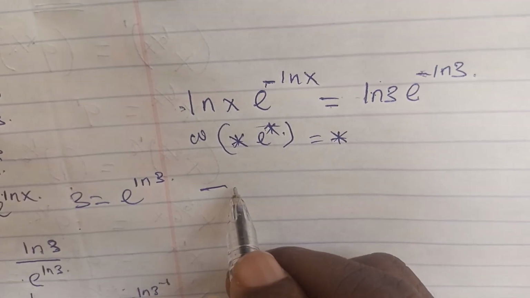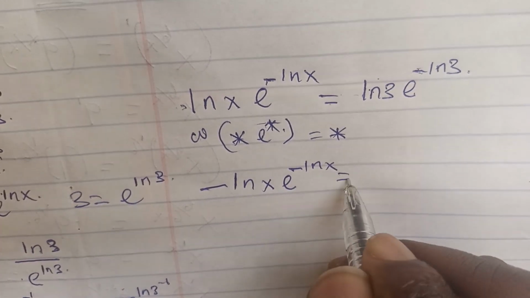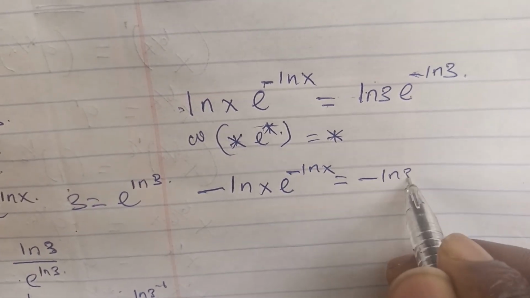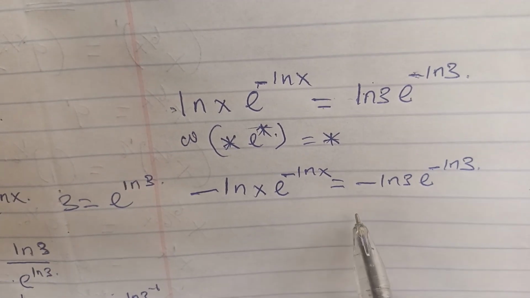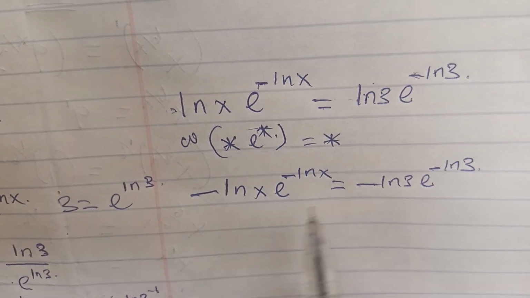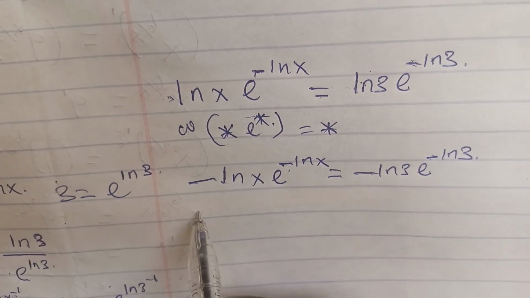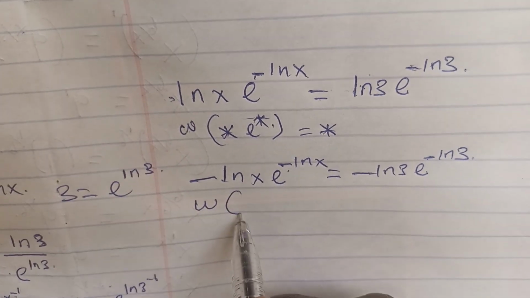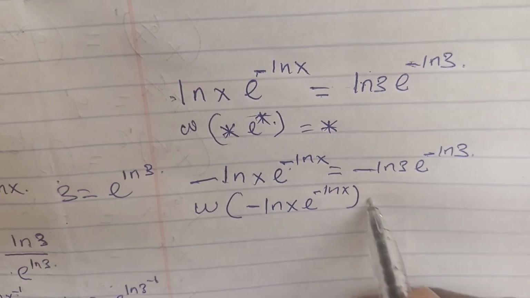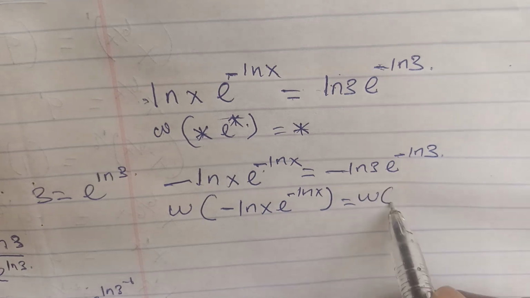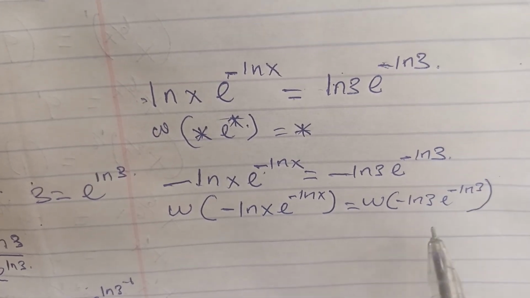So if we do that, we are having negative ln x exponential negative ln x is equals to negative ln 3 exponential negative ln 3. So you can see that this base is the same as the exponent. So if we take the Lambert W function of it, Lambert W function of negative ln of x exponential negative ln of x is equals to the Lambert W function of negative ln of 3 exponential negative ln of 3.